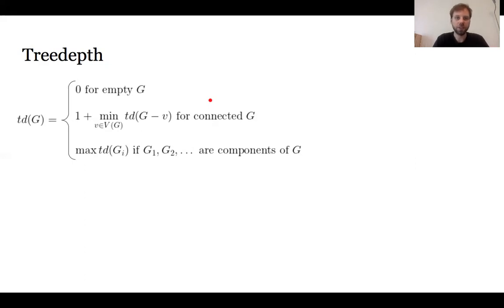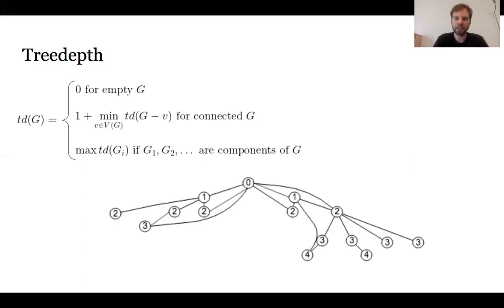Equivalently, tree depth can be seen as the minimal depth of an elimination forest, which is a forest where each node corresponds to a vertex of a graph, and adjacent vertices correspond to nodes which are in ancestor-descendant relation.